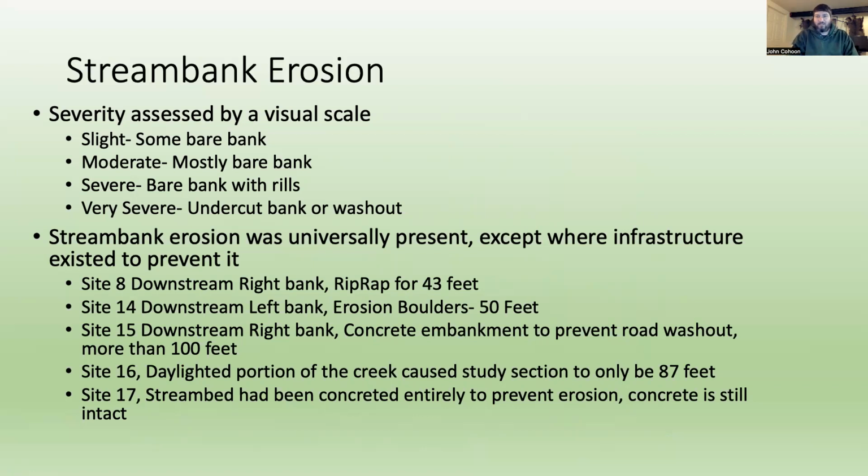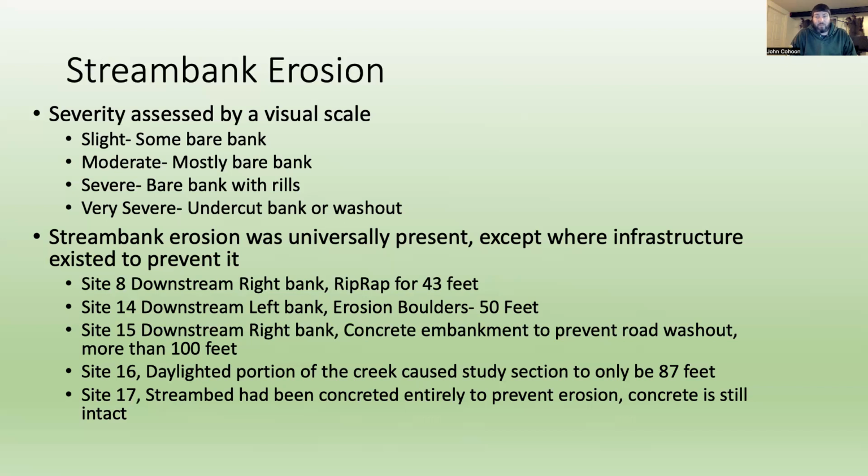So you can start to see a little bit of fingers in the soil, and you can kind of trace with your hand where the water might flow when it's going into the creek, but they're really not like deep gullies yet. They're not washouts or anything like that. And then very severe was if we had an undercut bank or a washout or something like that.